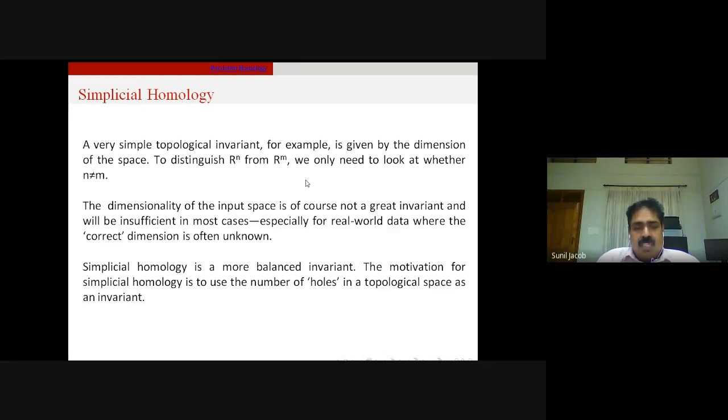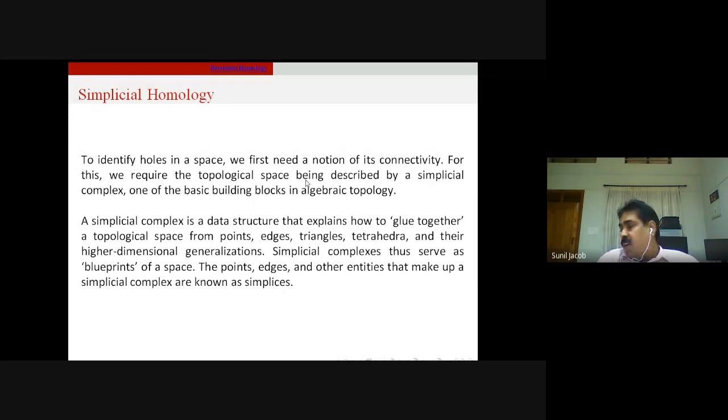Now, what we need is a more balanced invariant, and the motivation for simplicial homology is to use the number of holes in a topological space as the invariant. You find out how many holes are there in a topological space, and you use that as an invariant. And for identifying this, we use the notion of connectivity.